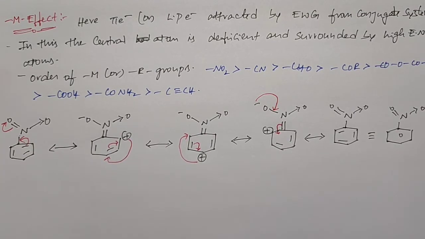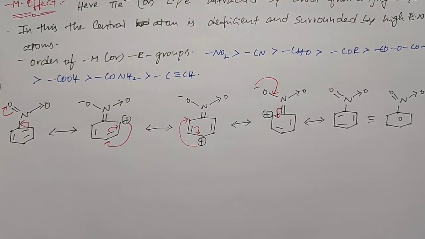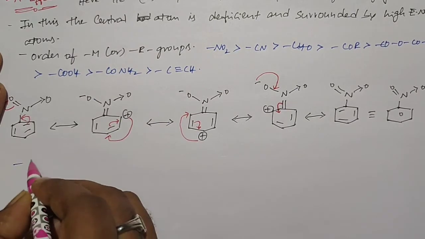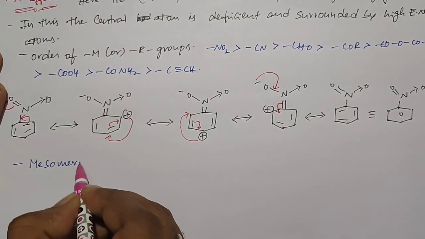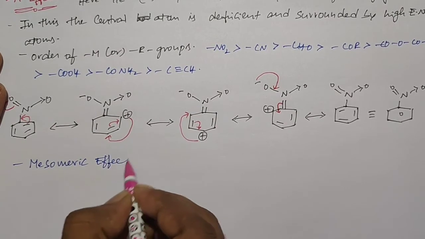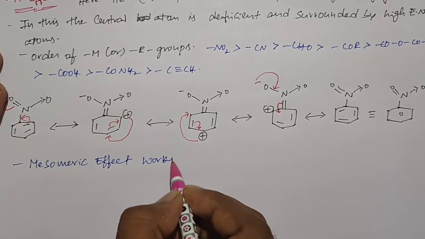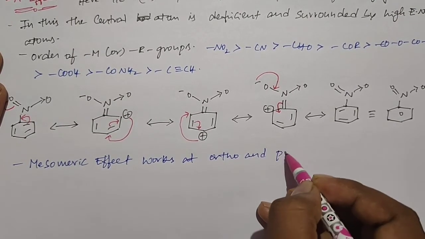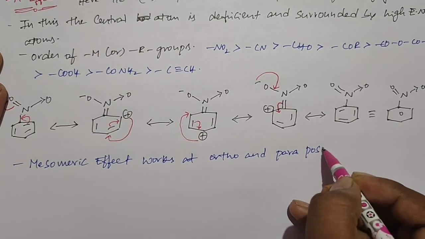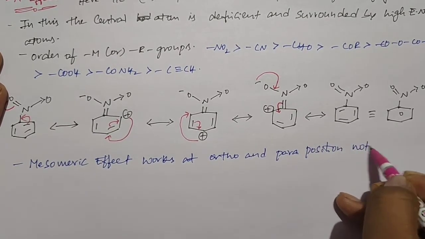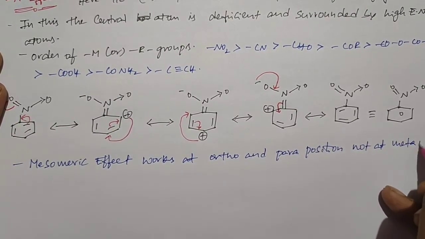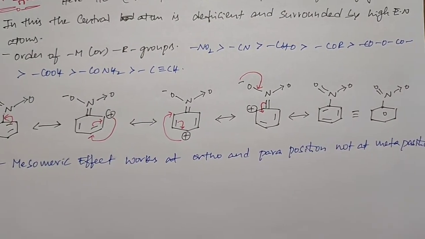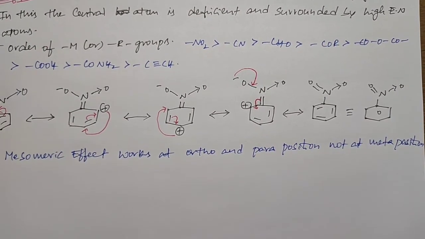Here I want to discuss some key points. The mesomeric effect always works at the ortho and para positions, not at the meta position. So the mesomeric effect always works at the ortho and para positions and not at the meta position.